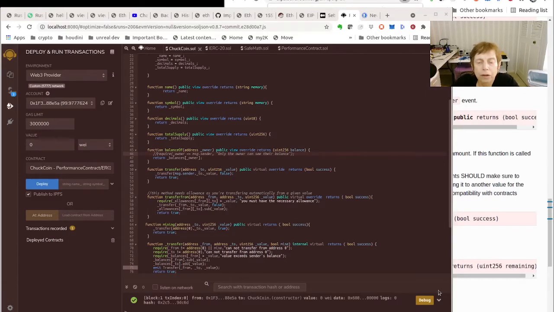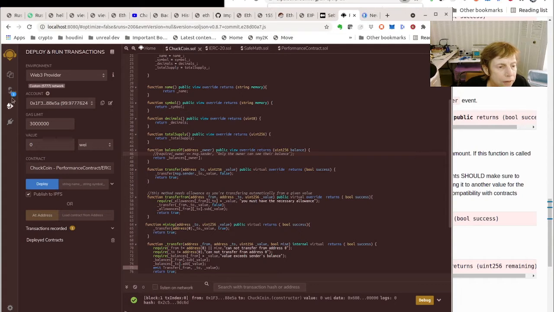Okay, so over the last few days we've been working on our ChuckCoin ERC-20 contract. And what we're going to do today is we're going to deploy it and see if it works. So we're going to get here and we've compiled it.